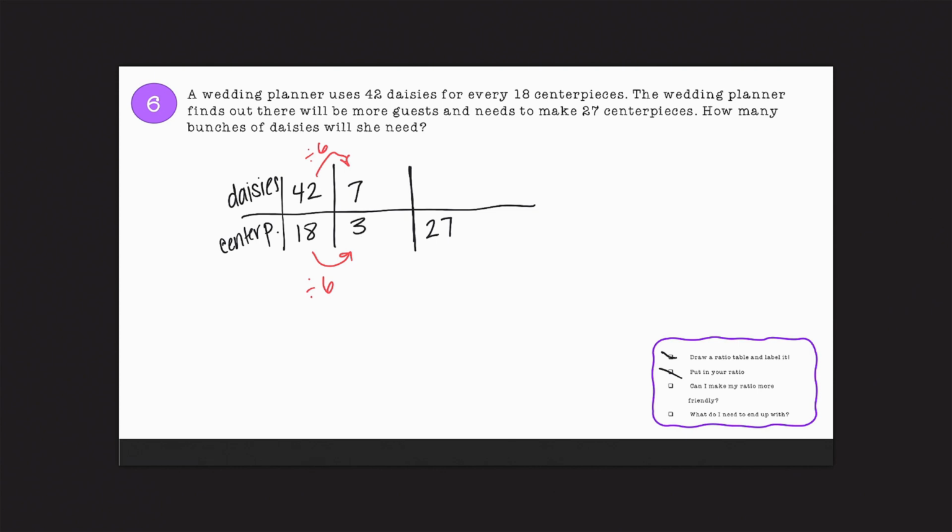Now we can go ahead and figure out an equivalent ratio. So 3 goes into 27 9 times. So that means I can do the same thing up here. So 7 times 9 is 63. So now we can figure out, what do I need to end up with? How many bunches of daisies does she need? And we figured out that she needs 63 bunches of daisies.